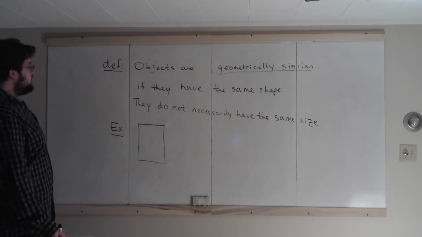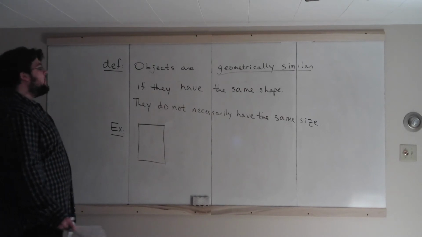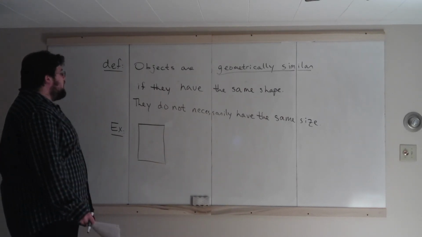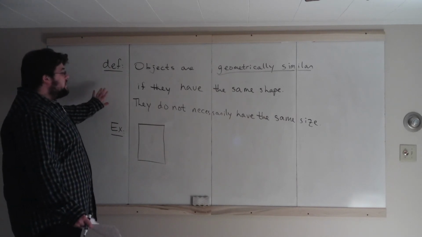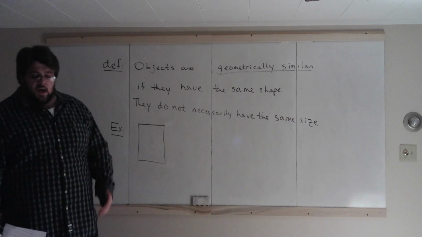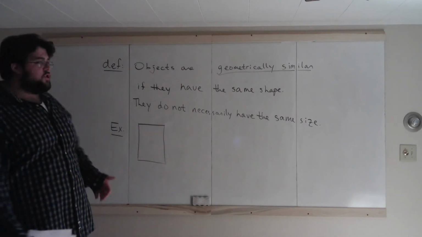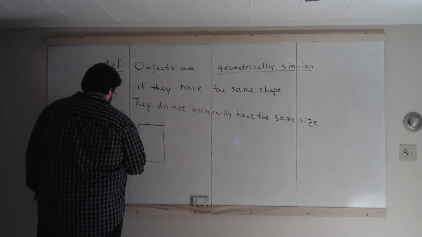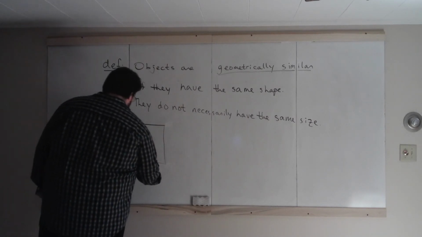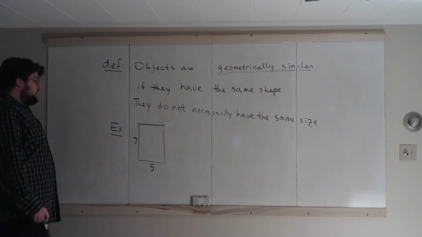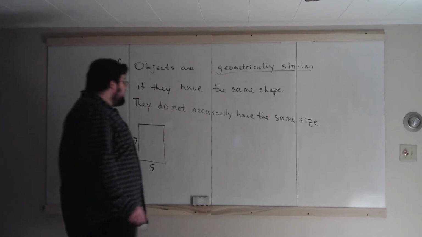And that definition generalizes to any objects. Objects are known as geometrically similar if they have the same shape, but they do not necessarily have the same size. And what we will do to detect similarity is look at ratios of corresponding sides. So let's look at these two examples. Let's take these rectangles. Let's take one with sides in ratio 7 to 5.